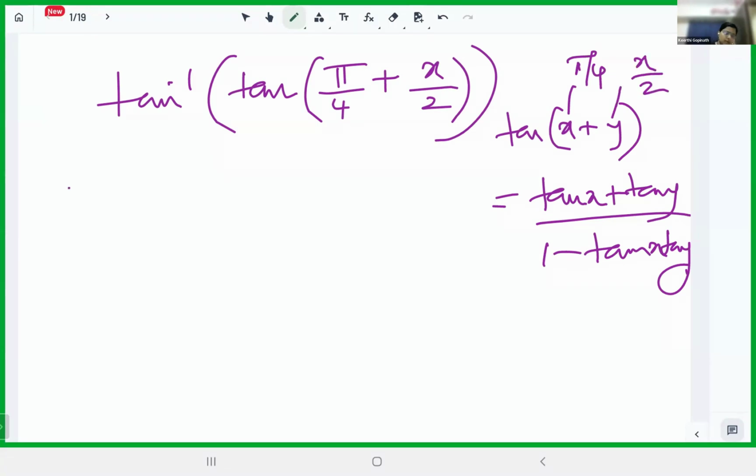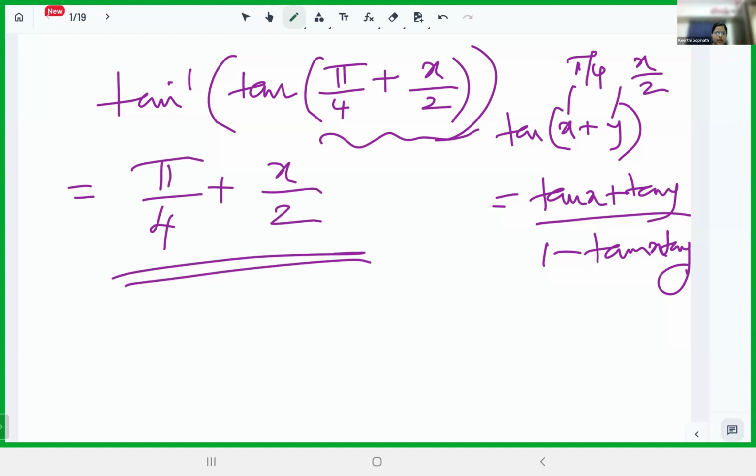So now we know that by using the property of inverse, tan inverse of tan x is x. So here in place of x, we have pi by 4 plus x by 2. So what is the value of it? Pi by 4 plus x by 2. We have got the simplest form of that particular function. It is nothing but pi by 4 plus x by 2.